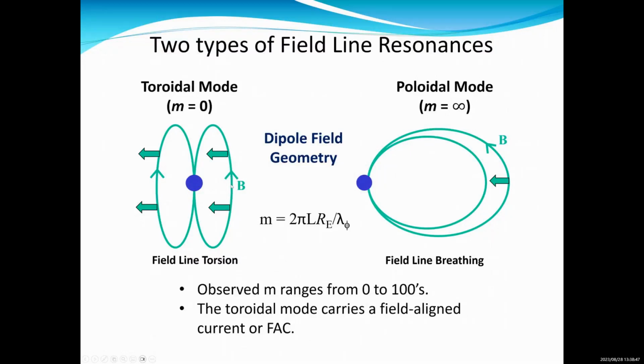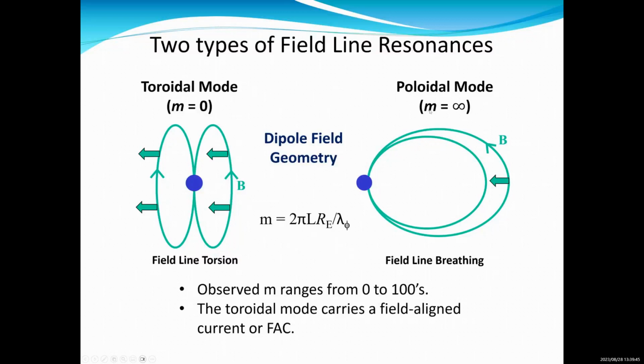In the toroidal mode, the magnetic field lines are bending. They're being twisted back and forth in the azimuthal direction as a result of field line tension. They have an azimuthal wavelength that's very long. M equals 0 would correspond to an infinite wavelength at a given L shell. Here, RE is Earth radius. Or they can have M numbers of a few. So M equals 0 is not uncommon. M equals 1 up to 4, 5 is also not uncommon.